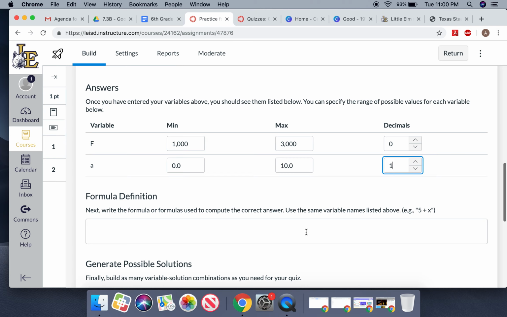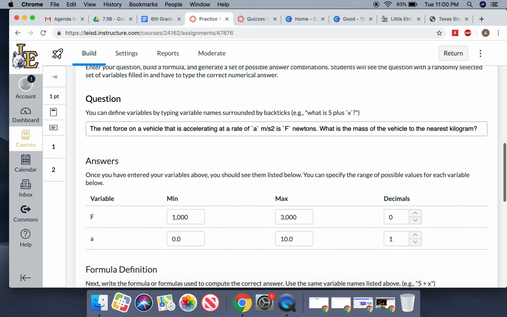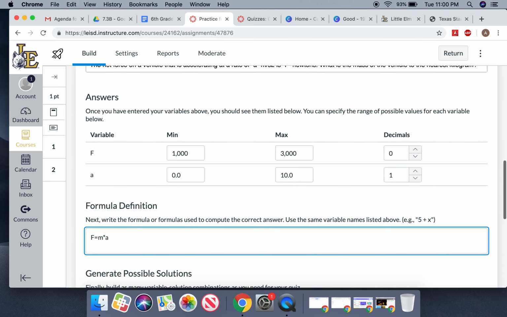So now again, let's think about the question. We know the equation is force equals mass times acceleration. What is the mass of the vehicle to the nearest kilogram? Assuming you don't know how to solve this equation, since you have the force and the acceleration, to get the mass by itself, since mass is being multiplied by acceleration, you want to divide by the acceleration. It's kind of basic algebra, but really the equation you want is force divided by acceleration.